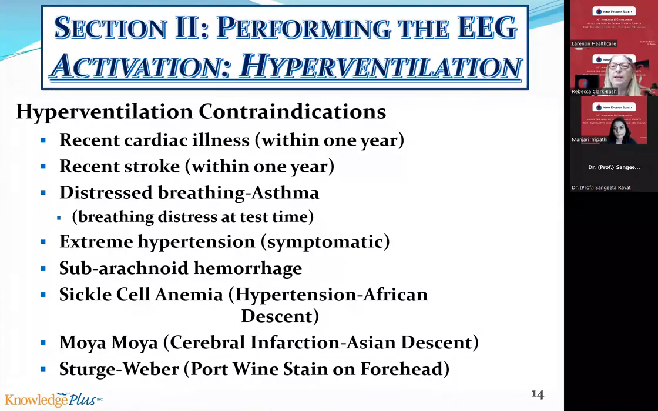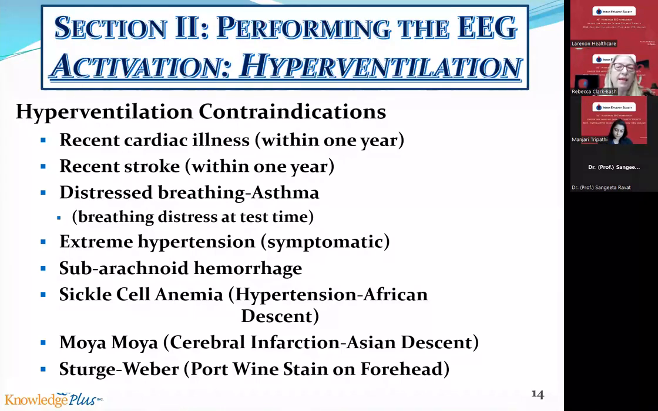Distressed breathing or asthma. Now, this is a contraindication. It is. But I want you to know that the only time we exclude an asthmatic, the only time we exclude somebody who has COPD, is if they are having symptoms right now. If they have asthma, but they're not actively having an attack, they can do hyperventilation. Extreme hypertension, symptomatic hypertension.